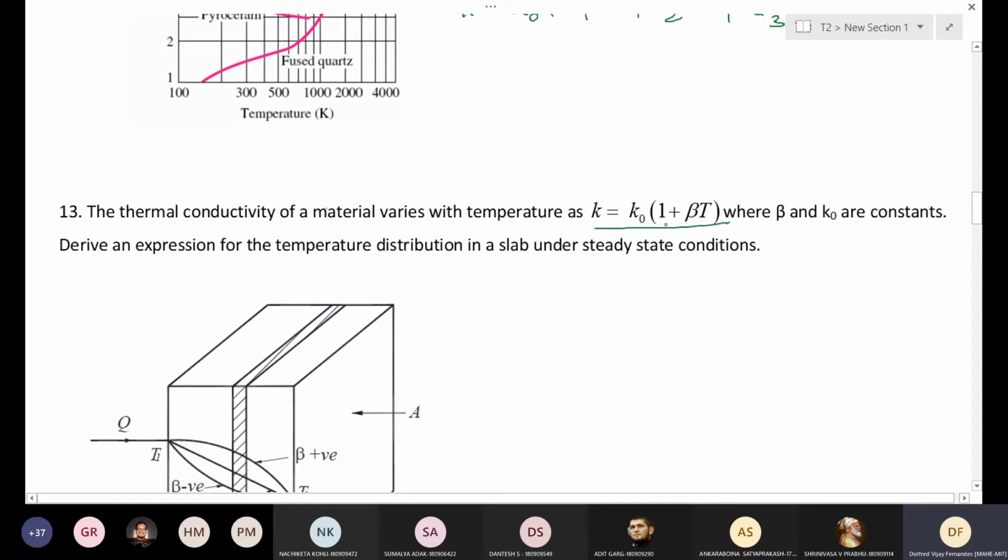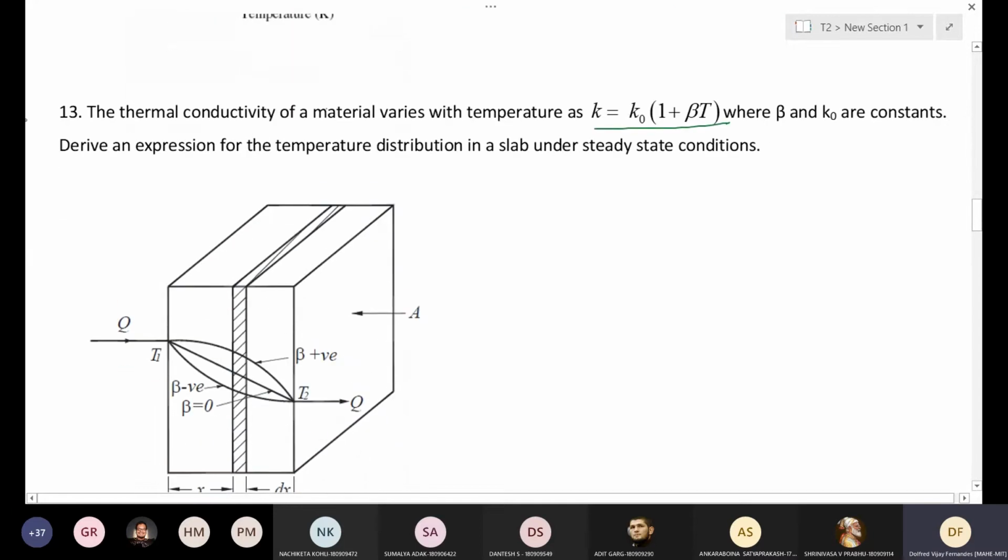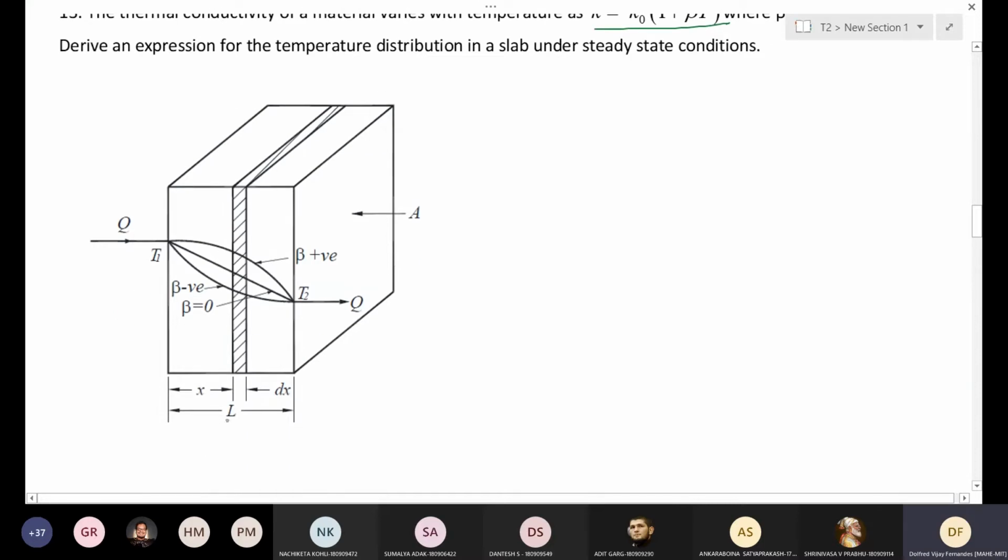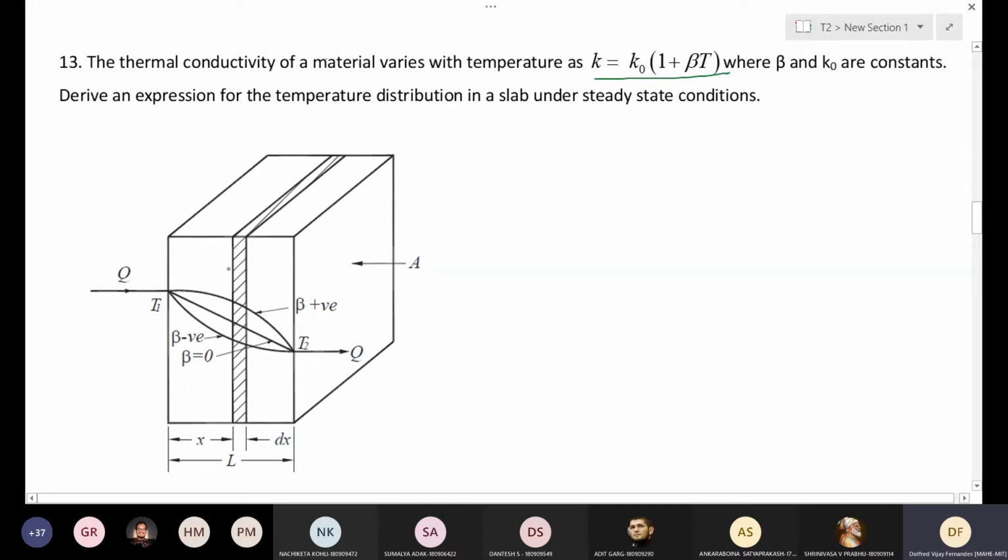K equal to K0 into 1 plus beta T. The problem here is to derive an expression for temperature distribution in the slab under steady state condition. We have to obtain the temperature distribution in a wall of thickness L, where the thermal conductivity is not constant, but a function of temperature: K equals K0 into 1 plus beta T.